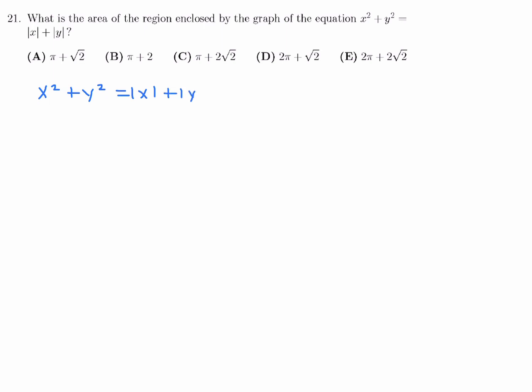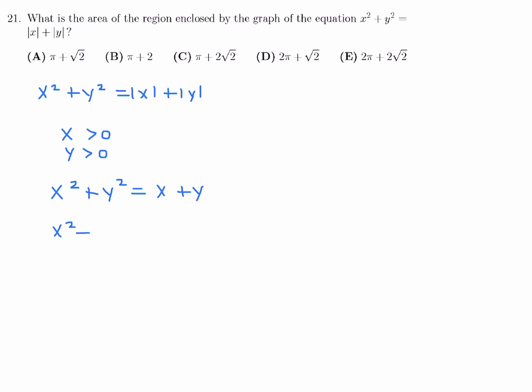area. So in order to graph this, I'm just going to concentrate on one quadrant. So if this graph is in all four quadrants, let's just concentrate on the first quadrant, and that is when x is greater than 0 and y is greater than 0. When that is the case, that equation becomes x squared plus y squared is equal to x plus y. And this is a little bit better to work with than this, so let's proceed.